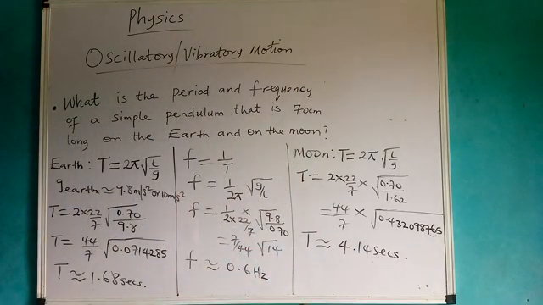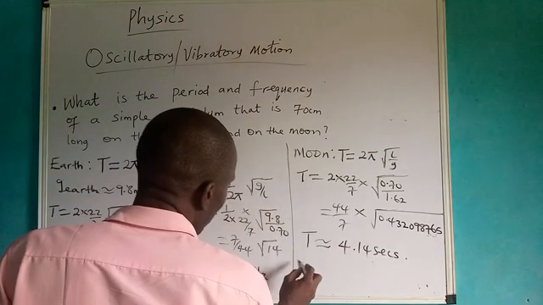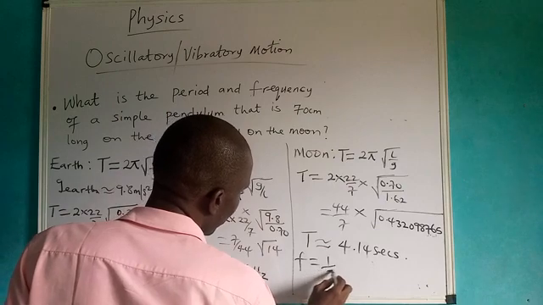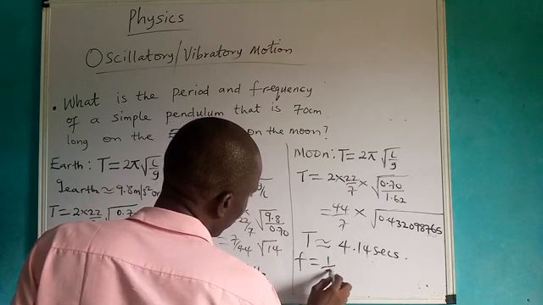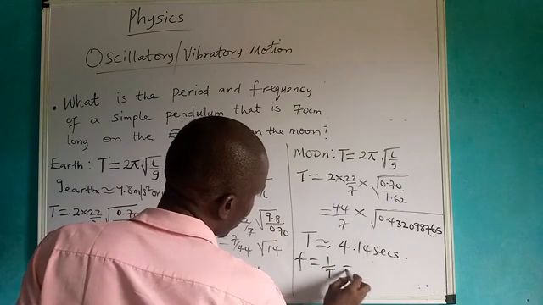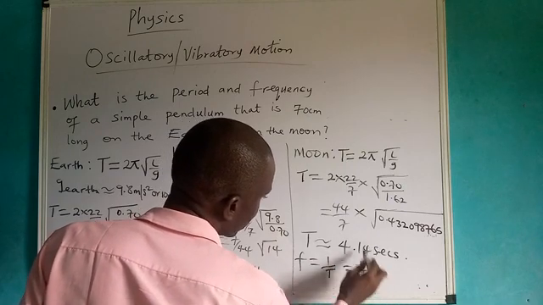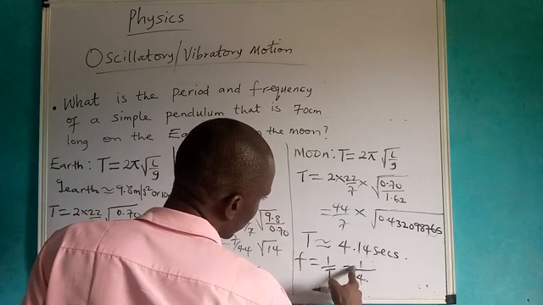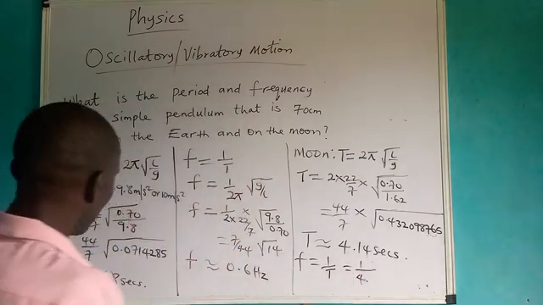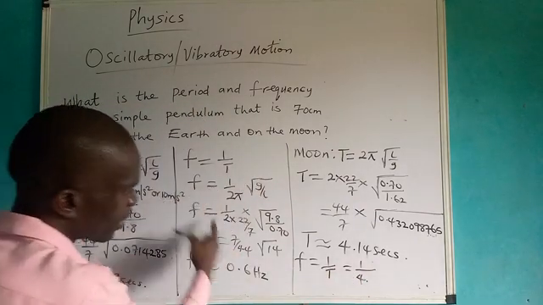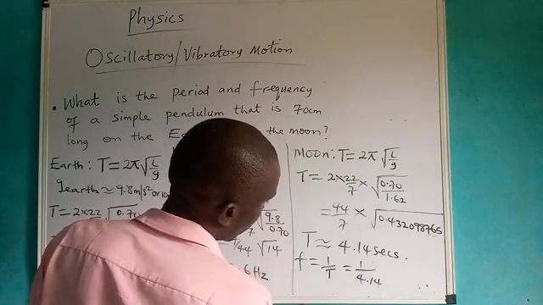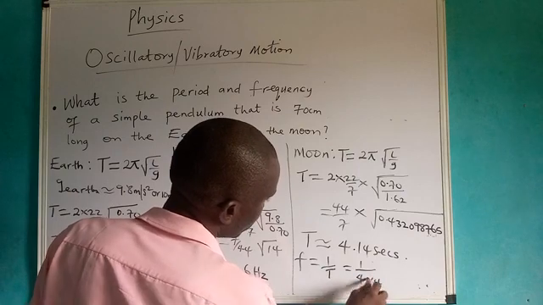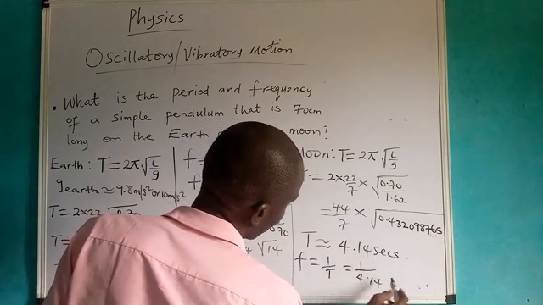Okay, now we also determine the frequency as well. Remember, I told you that frequency is the inverse of the period. I can just go straight and say 1 divided by 4.14. I don't use the formula, I can go straight and work it, so I will have 1 over 4.14.